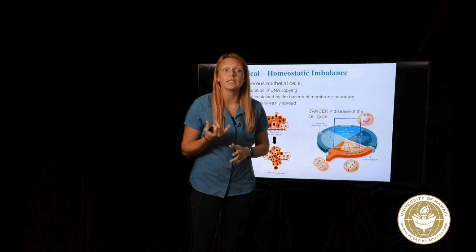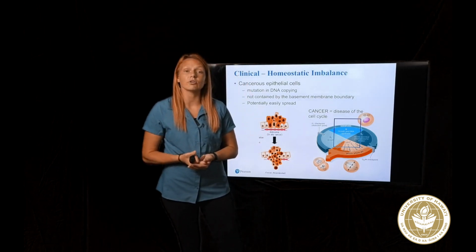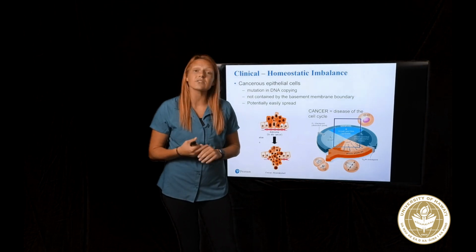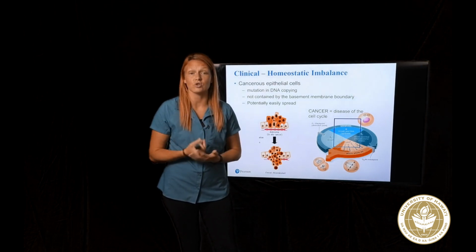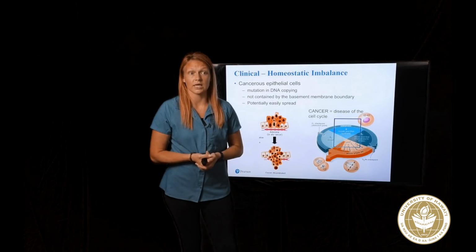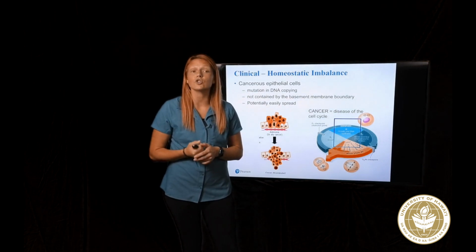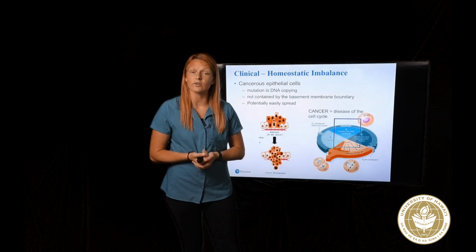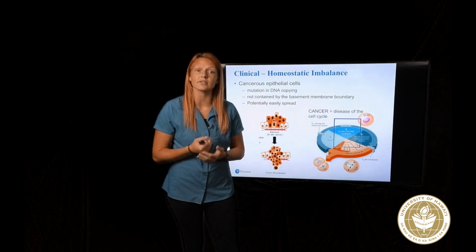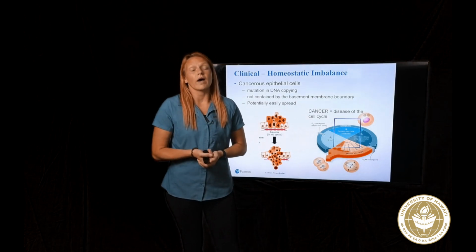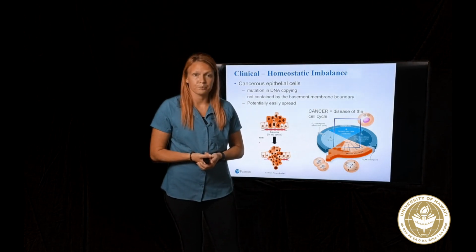So while normal cells are going to stop dividing if there's a mutation in the DNA, that's not the case with our cancer cells. Cancer cells will actually continue to divide with mutations. And due to DNA mutations, cancer cells are going to ignore the chemical signals that start and stop the cell cycle. So we're going to see those cells dividing much more rapidly.